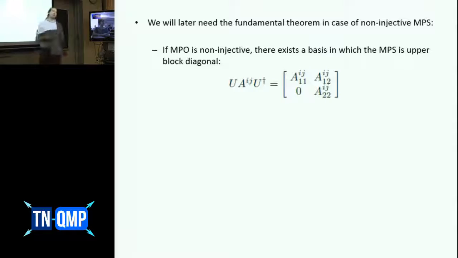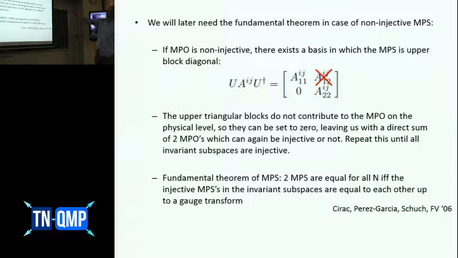And if you take the trace of this, you cannot see this. Okay, and that's why somehow this theorem is actually much more complicated. Okay, the fundamental theorem for non-injective maps. So what you see is that this block doesn't contribute, and therefore you can put it equal to zero.